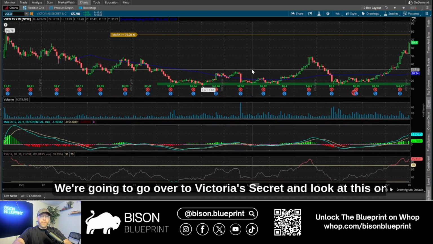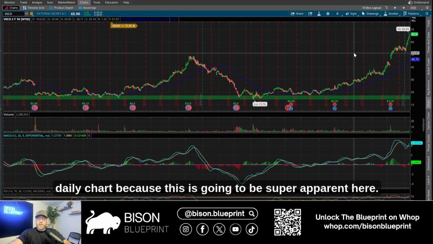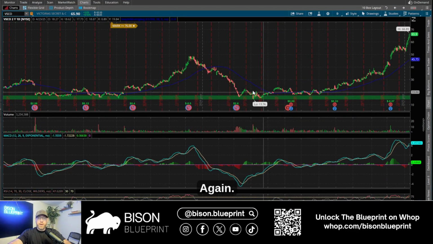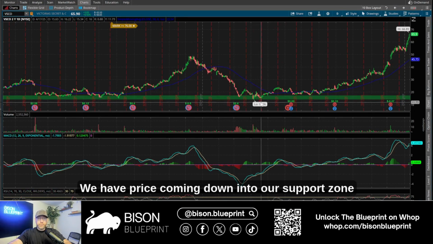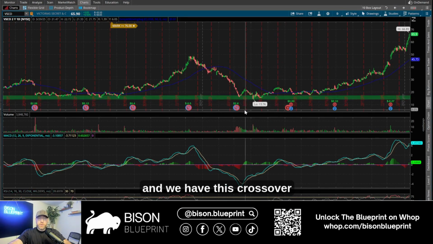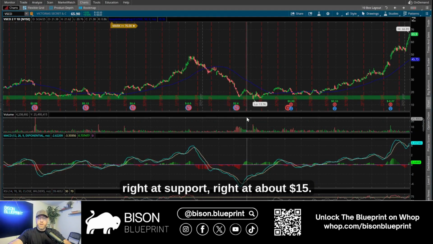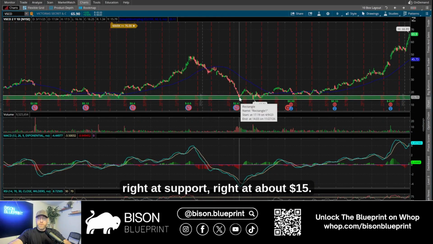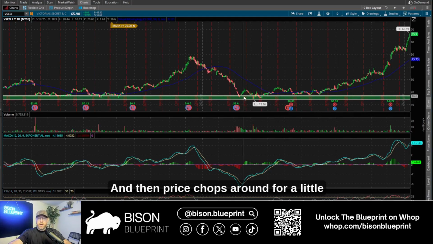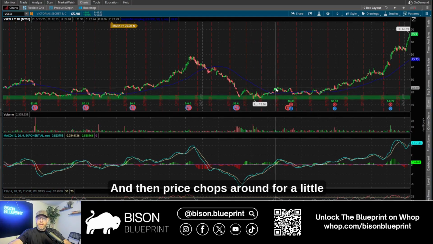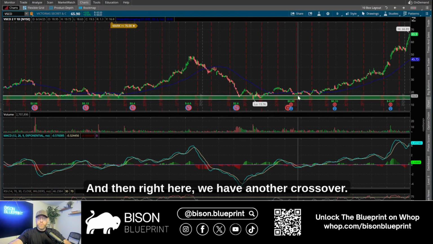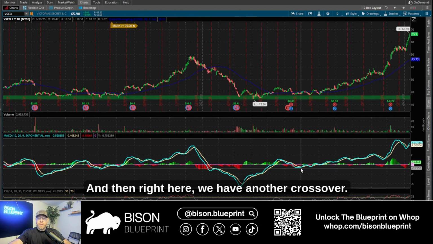Now, same thing, we're going to go over to Victoria's Secret and look at this on the daily chart because this is going to be super apparent here. Again, we have price coming down into our support zone, and we have this crossover that's occurring right here, right at support, right at about $15. And then price chops around for a little bit, comes back down. And then right here, we have another crossover.